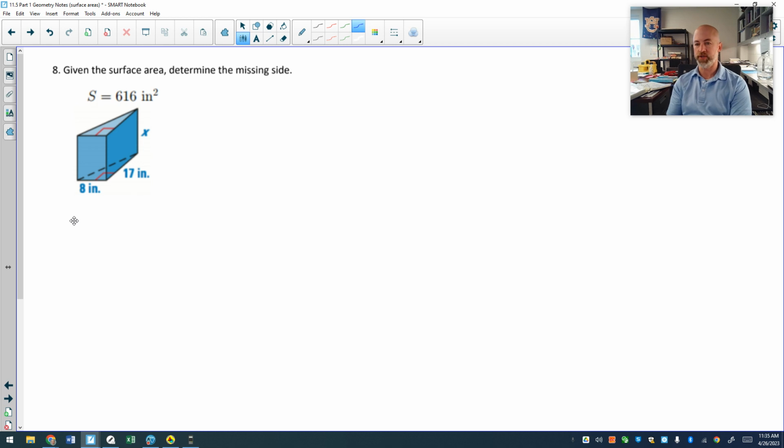So I'm going to start with just the generic formula. I know that surface area is 2 times the area of the base plus the perimeter of the base times the height of the prism. In this case, it's a prism, and the height is x. The area of the base, I can go ahead and knock that out because this is a right triangle, and they give me the two legs, which are perpendicular to each other. So B, capital B, is going to be 1/2 of 8 times 17.